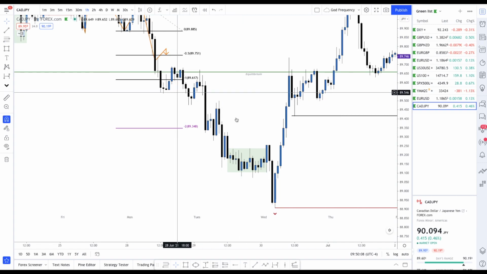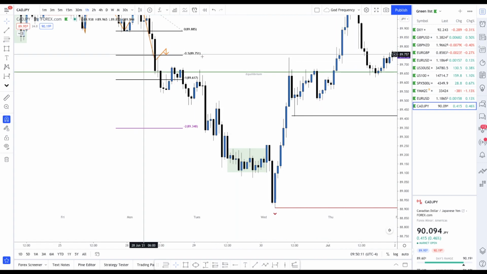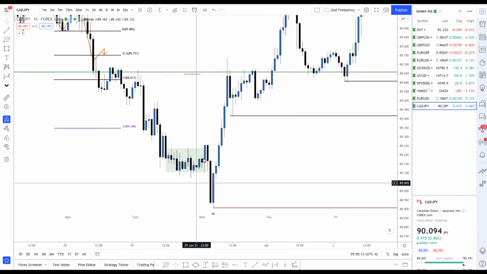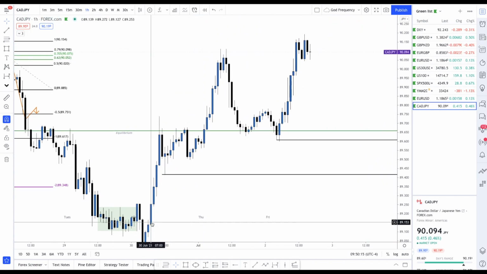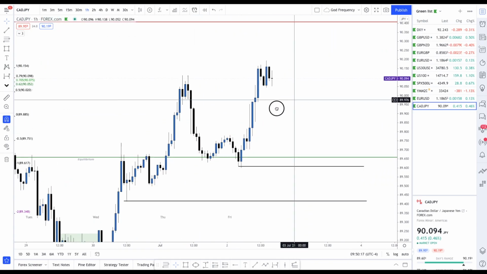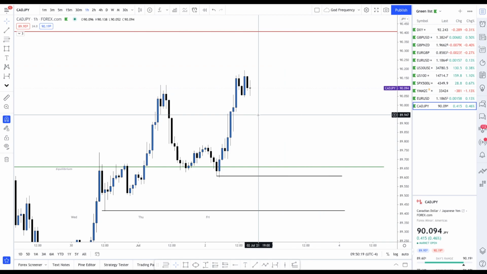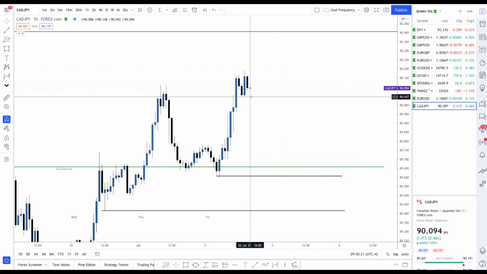I shouldn't say sell off. It repriced from a premium back to a discount. Price got to a discount, repriced back up to a premium. What do you think is most likely going to happen now? This is how you start to predict. This is how you start to anticipate the next move, or where price is going to.